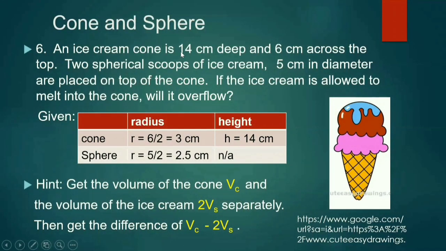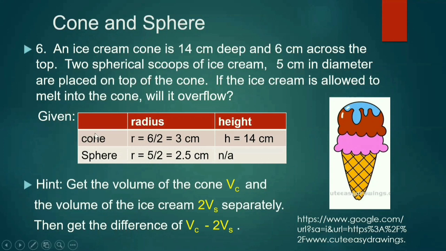Problem number 6. An ice cream cone is 14 centimeters deep and 6 centimeters across the top. 2 spherical scoops of ice cream, 5 centimeters in diameter, are placed on top of the cone. If the ice cream is allowed to melt into the cone, will it overflow?